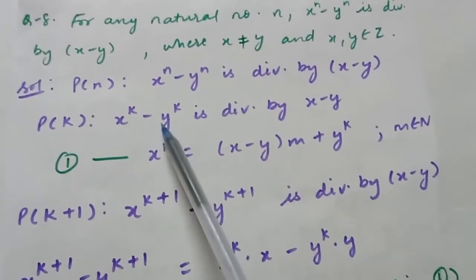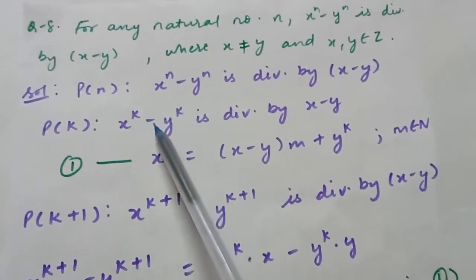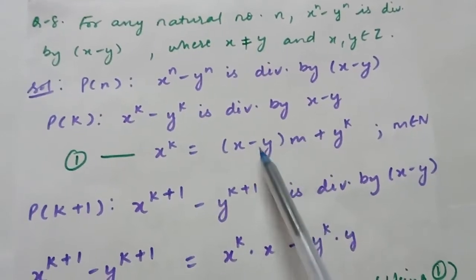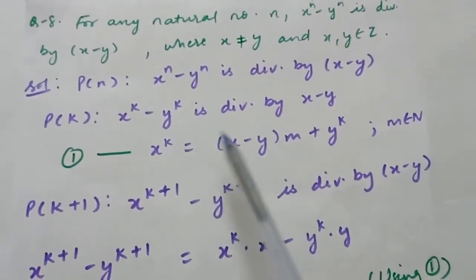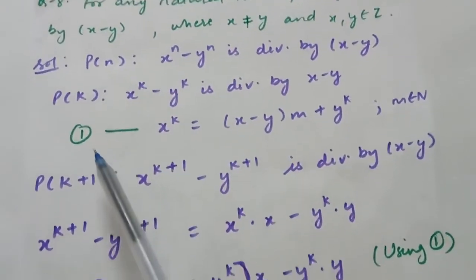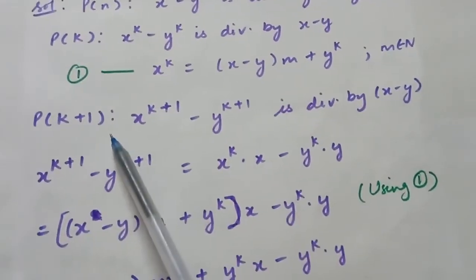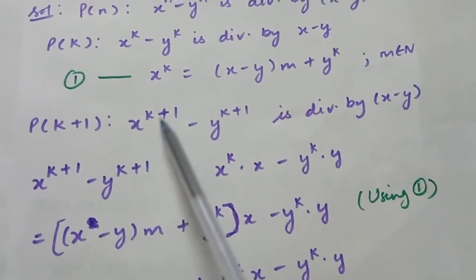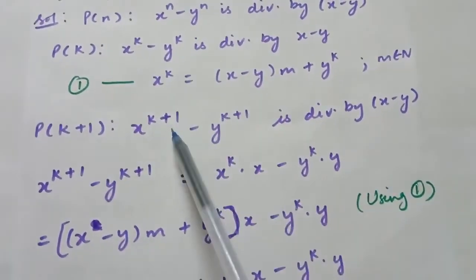If it is divisible by x minus y, then this will be equal to some multiple of x minus y, and taking this y raised to the power k to this side. Let this be 1. Now proving for Pk plus 1, Pk plus 1 will be x raised to the power, in place of k just put k plus 1.